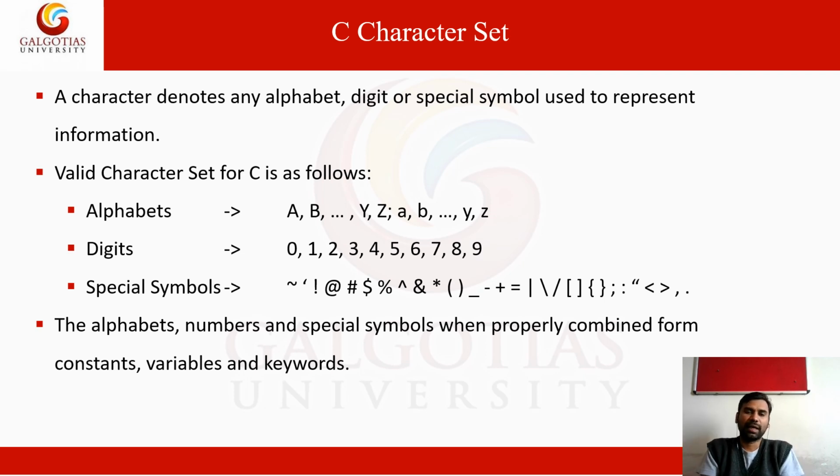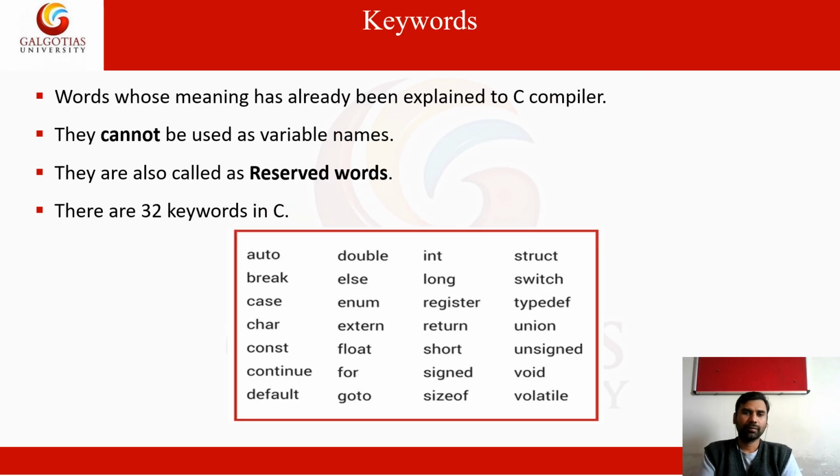Ampersand symbol and asterisk both are used in pointers. Next, open and close braces are used for the starting and ending of functions. Keywords, as already told, each word has a meaning already explained in the C compiler. We can't change the meaning or the function. These are also called reserved words.